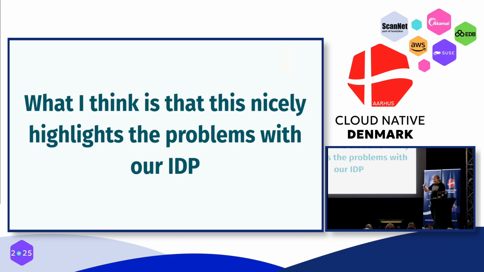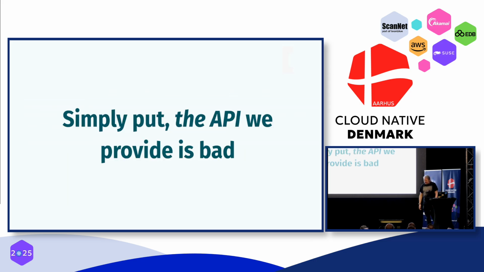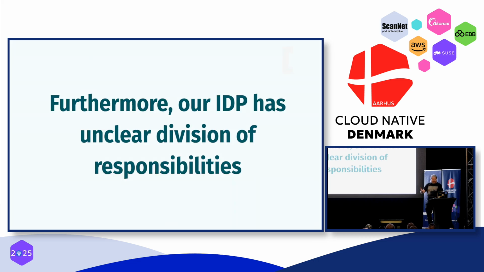What I think is that this nicely highlights the problems with our IDP and what we should fix. First, I think the interface, the API we provide for our developers, is, well, it's not good, it's bad. It doesn't mean the whole system is bad. I think the whole system is fine, it's good, but the interface, I think, is bad. And I think there's also this unclear division of responsibilities. You could also say that the division is wrong.